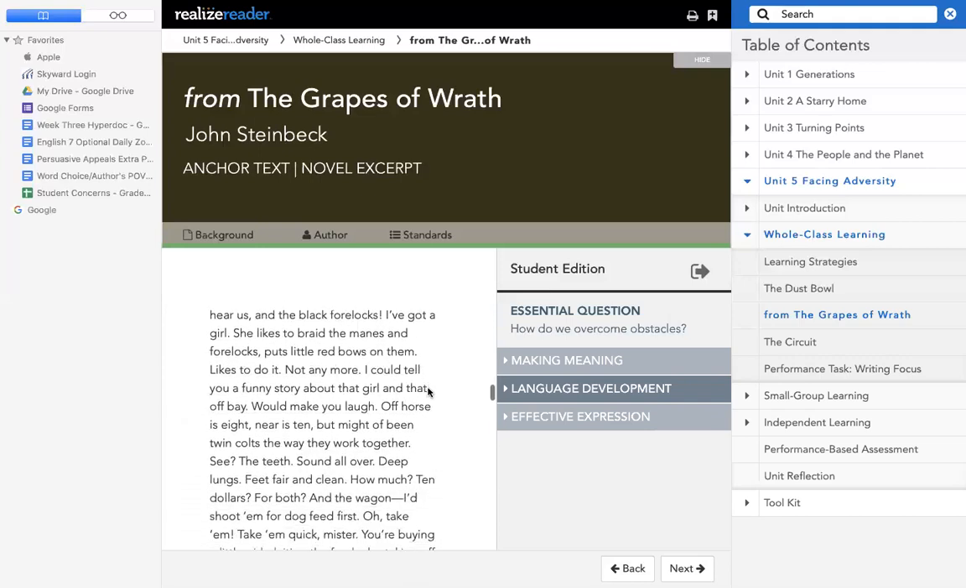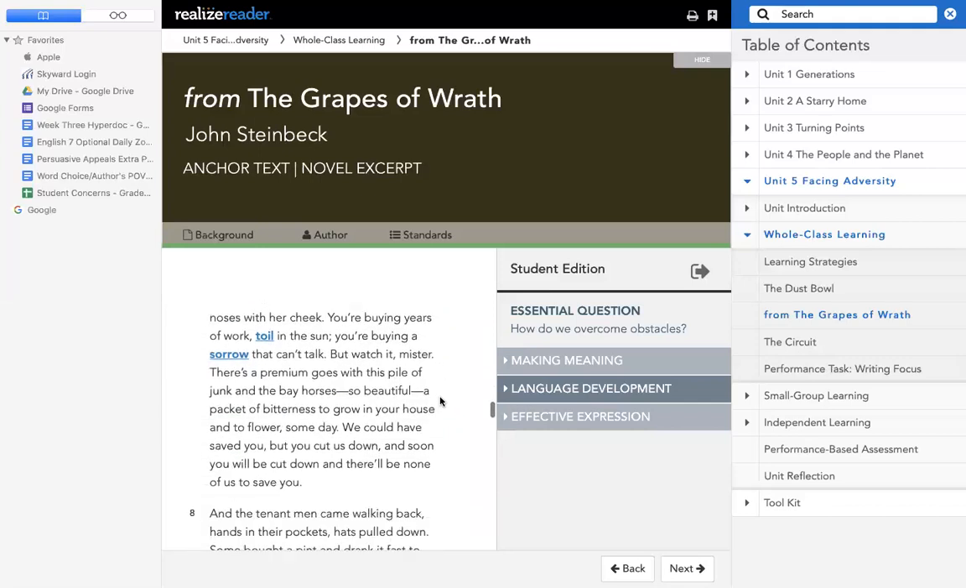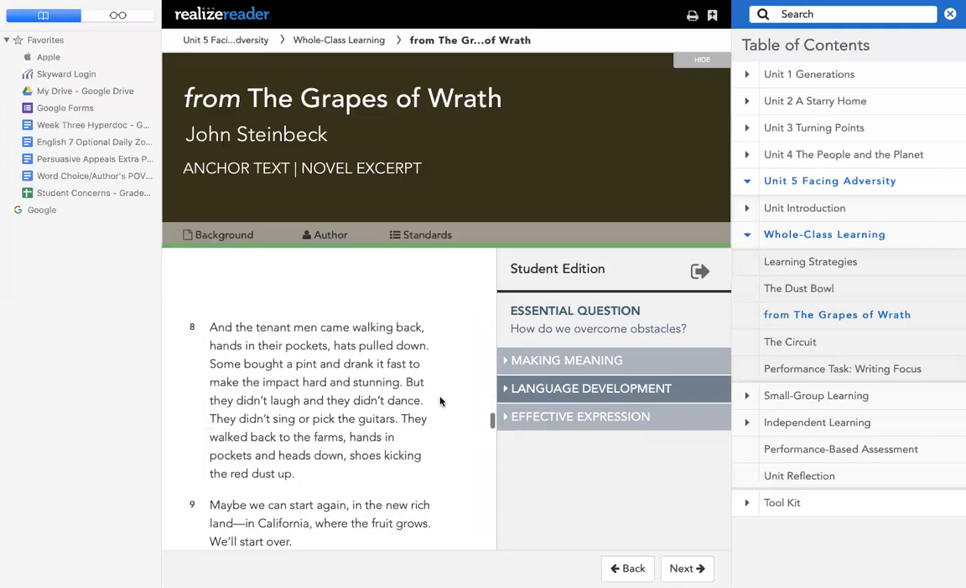They're also buying this memory of the girl who likes to braid the horse's hair, put little bows on them. It talks about this little girl for a while. So basically, your main idea here is the stuff that's being sold is not just stuff. It's also parts of people's lives. Now just one last paragraph here.